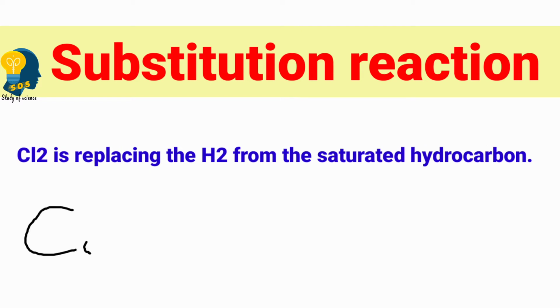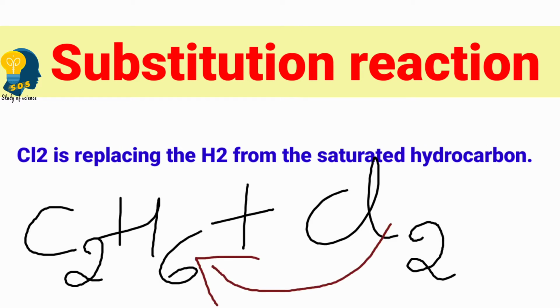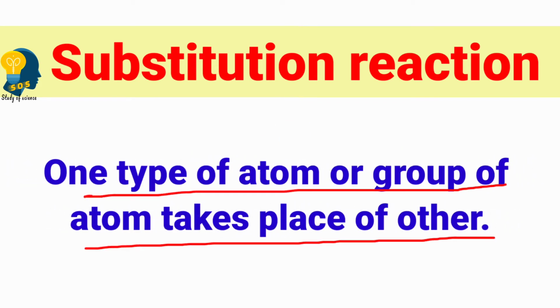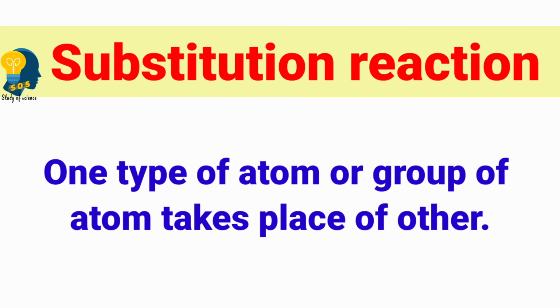See, we have a saturated hydrocarbon here. From this saturated hydrocarbon, chlorine is replacing the hydrogen. And it takes place only in the presence of sunlight. This happens in the presence of sunlight. And this reaction we call a substitution reaction. Okay? Substitution reaction is a type of reaction where one type of atom or a group of atoms is being replaced by another, and as a result of this, a new product is formed. Now let us understand this by looking at some examples.